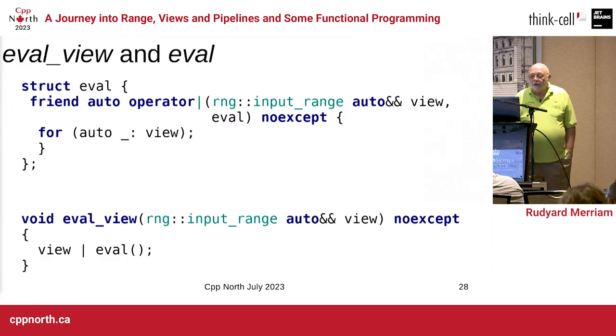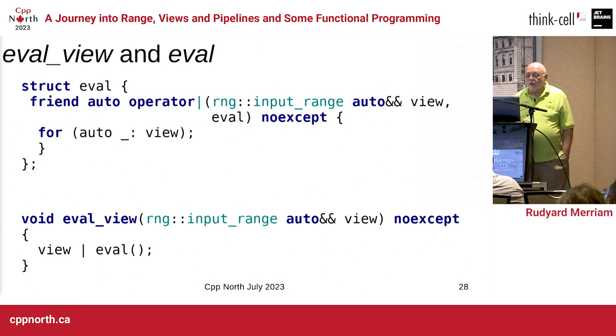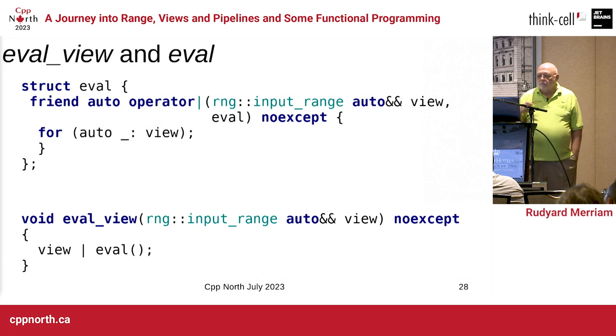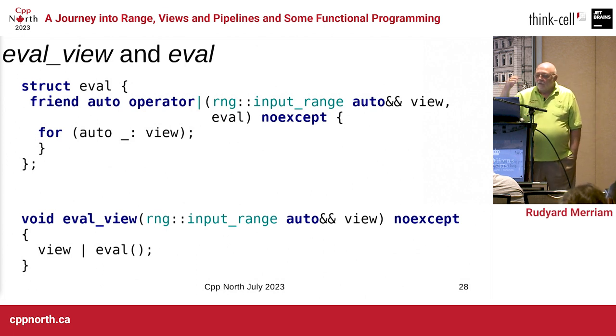Eval view and eval. So we create a struct and we create an operator, the pipeline operator, just like we create with IO streams. First thing is going to be the view that we're taking in, maybe better called a range, but that's what I called it. And the eval struct is the right-hand parameter on it. We're not going to do anything with that.